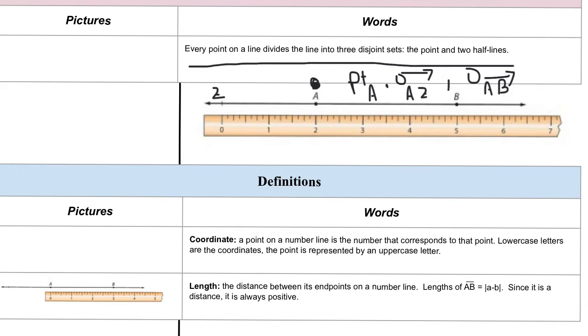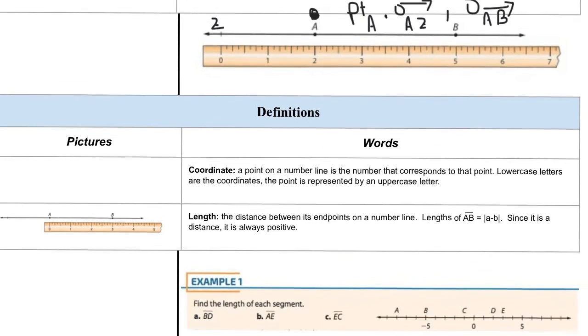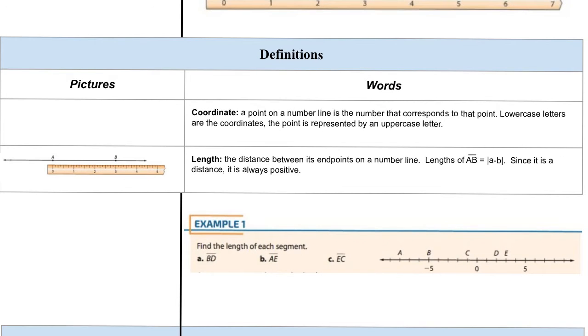Length. Length is the distance between its endpoints on a number line. The length of segment AB is equal to the absolute value of A minus B. Since it's a distance, it's always positive. Remember, absolute value is a measure of distance. And when we talk about length, we're talking about distance. Okay? So let's look at example number 1 here.